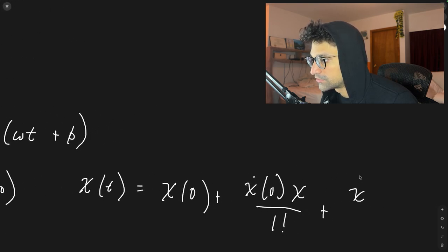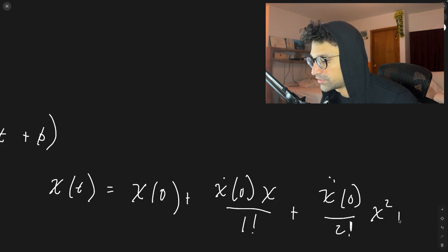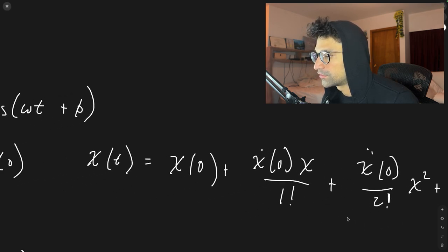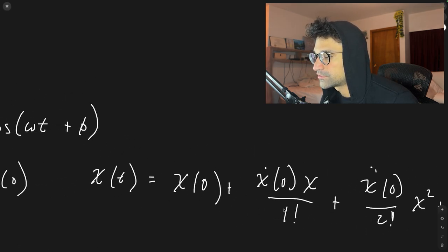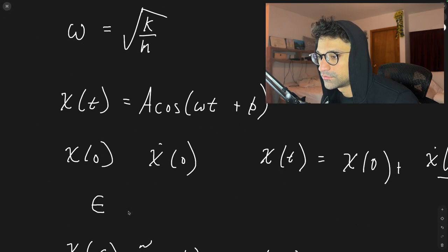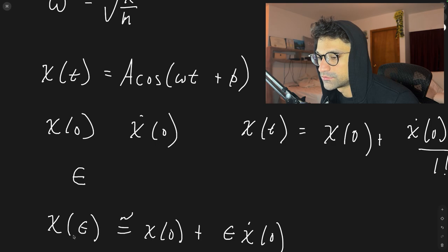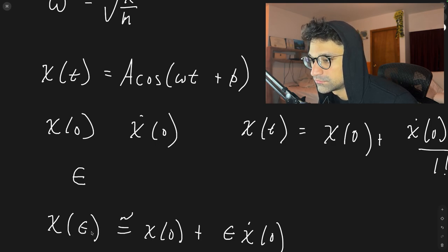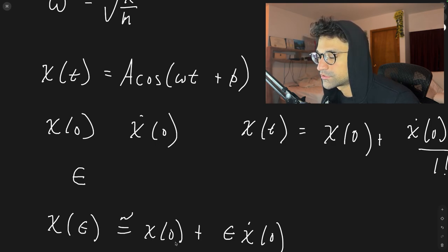Plus x double dot at 0 over 2 factorial, x squared, right? Plus, and so on. So in our situation, now instead of t, we can put x of e, right? And so this is going to be x of 0 plus e times x dot at 0.